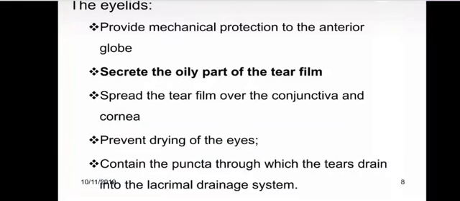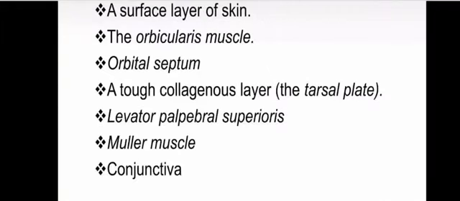The eyelid provides mechanical protection to the anterior part of the globe. It secretes the oily part of the tear film, and its main function is to spread the tear film over the conjunctiva and the cornea. It helps prevent dryness of the eyes, and it also contains the puncta through which the tears drain into the lacrimal drainage system.